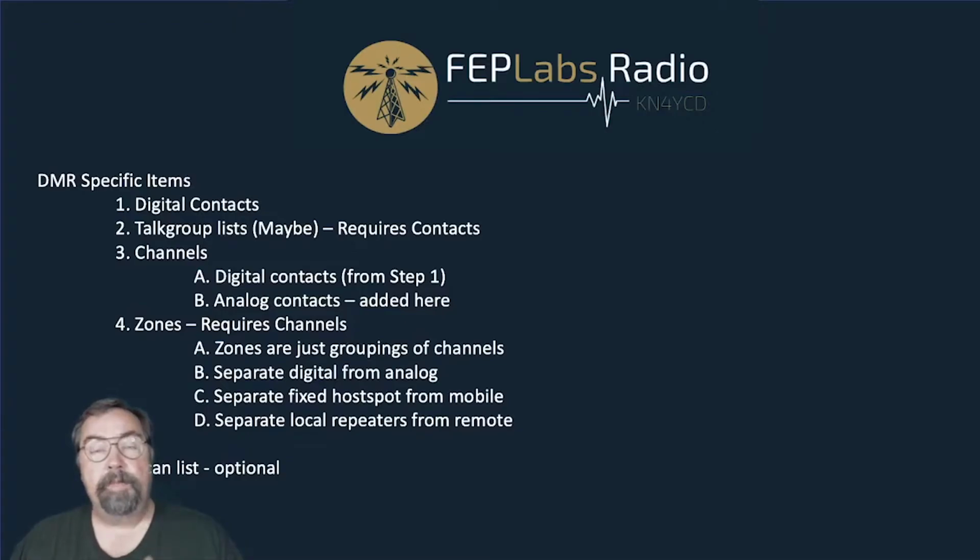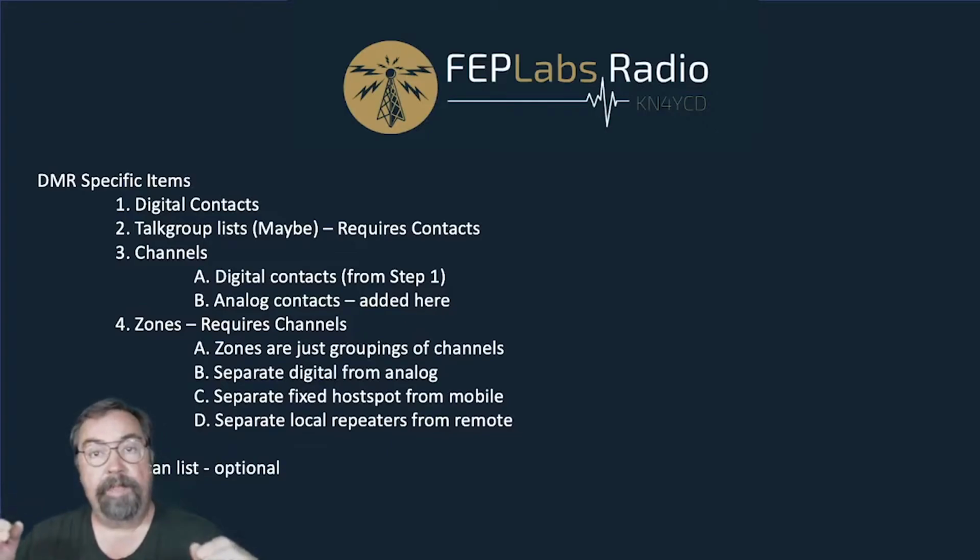Channels are next. Channels require the first two things to be in the radio to properly program. If you don't have digital contacts and talk group lists in the radio, then you can't fully program a specific channel. And a channel in DMR speak is a frequency or frequency pair with, is it digital or analog? And we're talking digital here, so I'm going to stay on DMR. What talk group this specific channel belongs to, and what talk group list I want to associate with this channel.